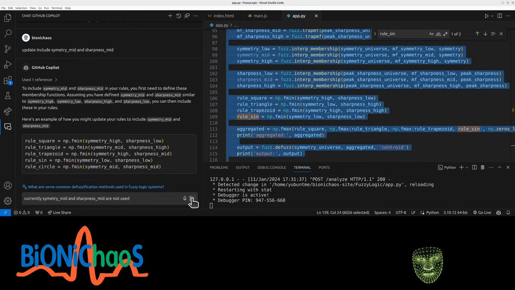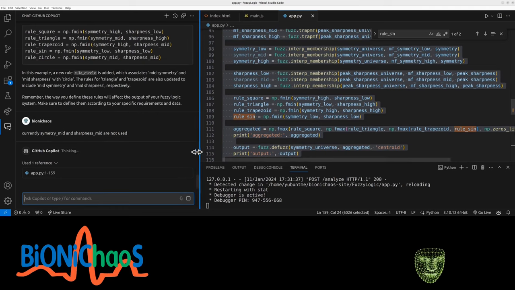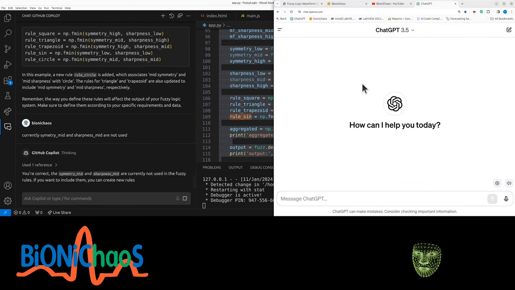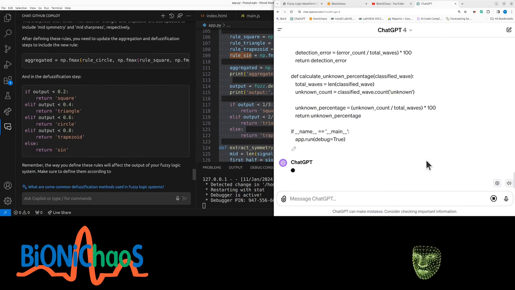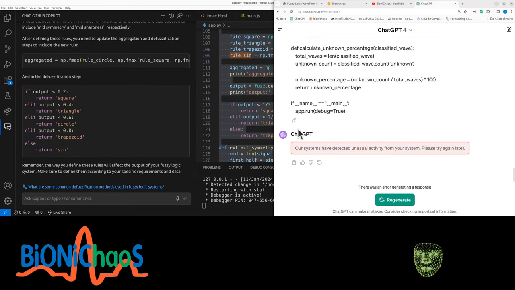Select the whole code because for GitHub Copilot it is important. GPT just refuses to work. Is it back online? I don't know. Yeah. Our system has detected... I don't know. Is anyone else getting those errors?